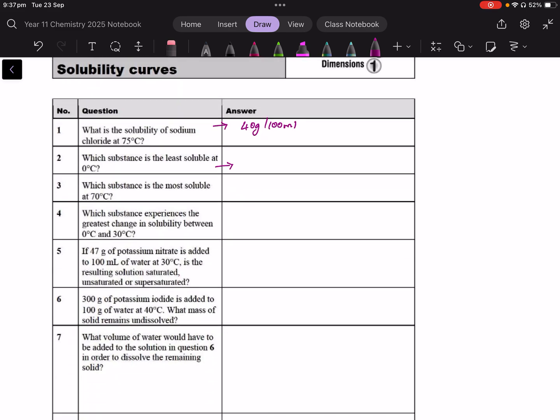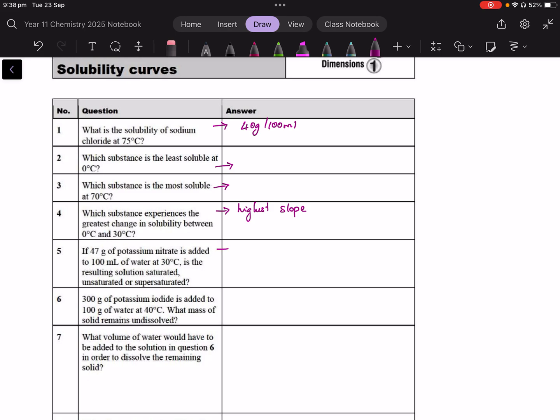Then you would move on to the next question, which says which is the most soluble. Again, looking at the graph at 70 degrees and seeing which one is the most soluble, has the highest solubility. Moving to question 4, which substance experiences the greatest change? Here you're going to look at the highest slope. Which line or which graph has the highest slope for the different salts, and find that out.